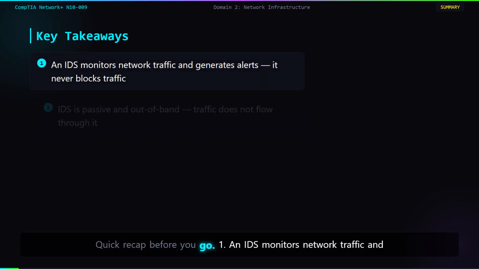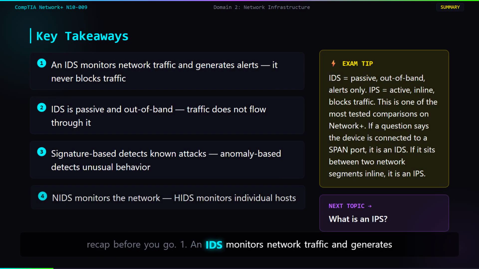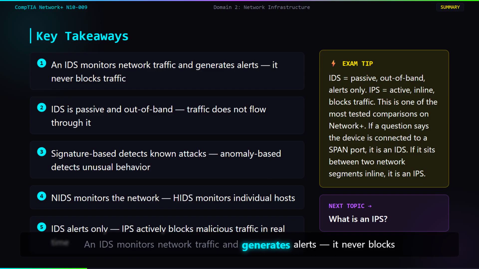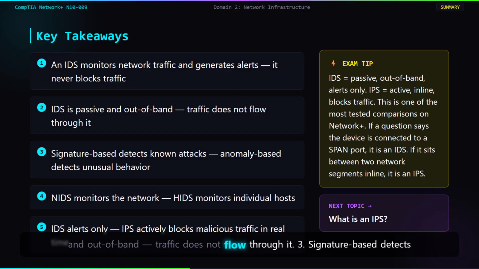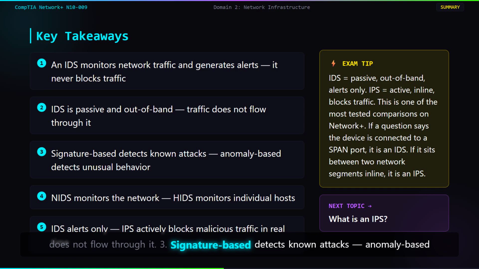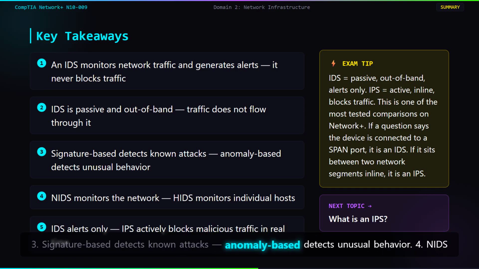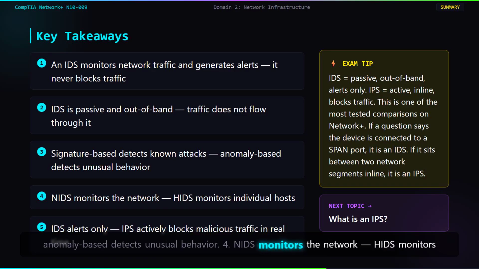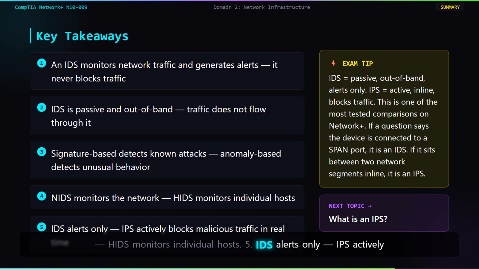Quick recap before you go. 1. An IDS monitors network traffic and generates alerts. It never blocks traffic. 2. IDS is passive and out of band. Traffic does not flow through it. 3. Signature-based detects known attacks. Anomaly-based detects unusual behavior. 4. NIDS monitors the network. HIDS monitors individual hosts. 5. IDS alerts only. IPS actively blocks malicious traffic in real time.